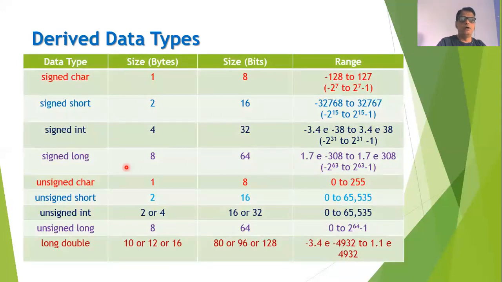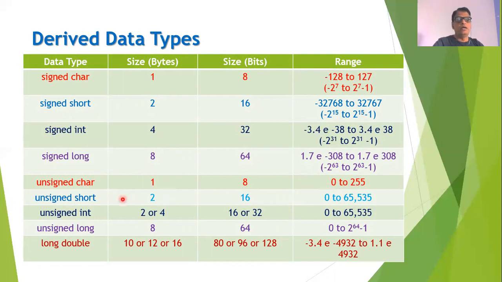Now, if you are sure that you are dealing with only positive numbers, then you can make use of unsigned data types. So for example, if you use unsigned character, then the size will remain the same as that of the basic character data type, that is 1 byte or 8 bits. But since these are only positive numbers, the range will get doubled. And now the range will be from 0 to 255.